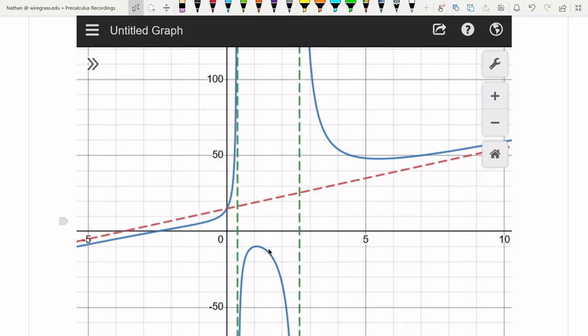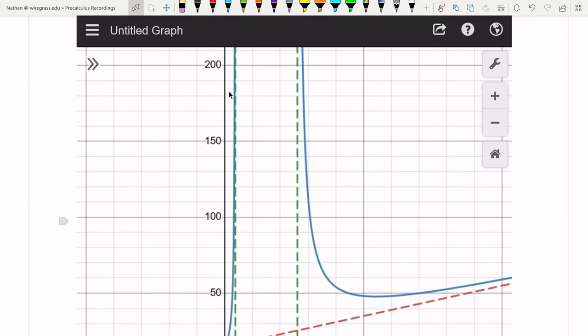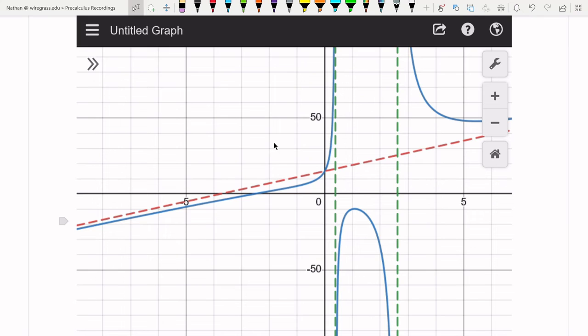And yes, the domain is everything except for these two spots. This is (3 minus root 5) over 2. This one here is (3 plus root 5) over 2. And the range is everything. This goes down to negative infinity, and it goes up to positive infinity. That portion right there covers everything in the range.